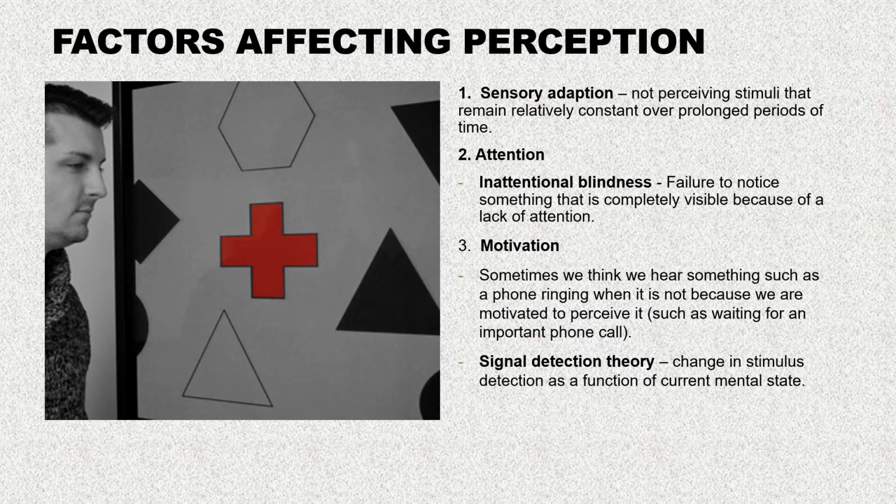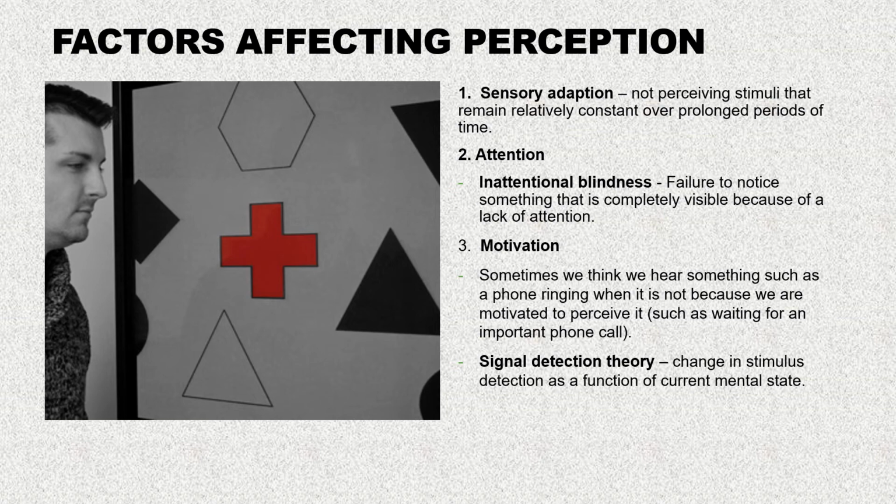You might miss that there's a motorcyclist who's next to you. You might miss that there's a bicyclist who is pulling out in front of you. You might also miss an animal. So each of these can be explained by inattentional blindness, where we're not noticing something that's completely visible because we're not paying attention. Motivation is another factor that can affect perception.